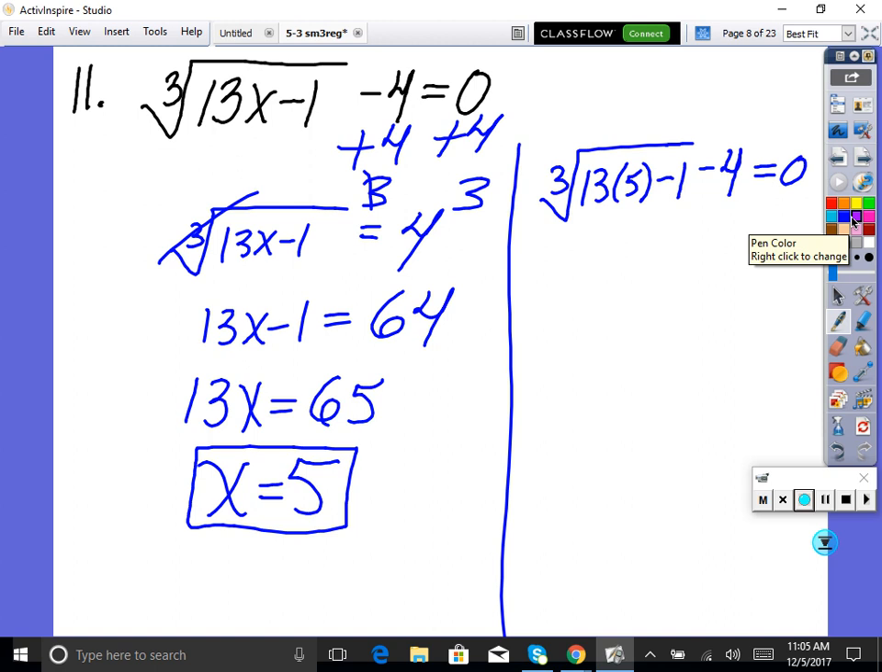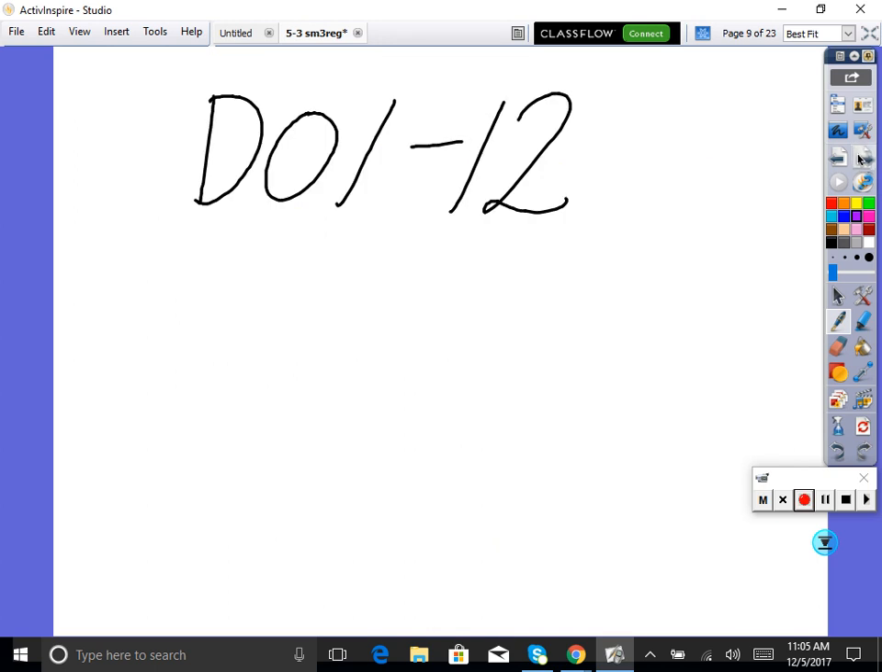Okay, did you get x equals 5? Yes. And then you checked it, and you got 0 equals 0, didn't you? Okay, cool. Do 1 through 12. Finish up 1 through 12.